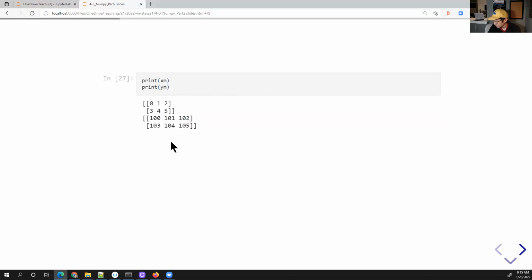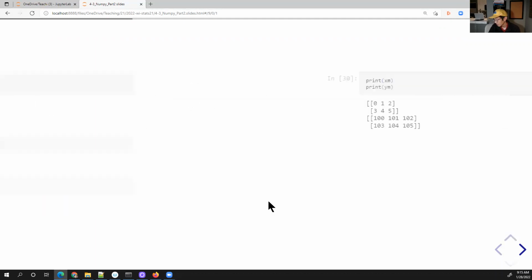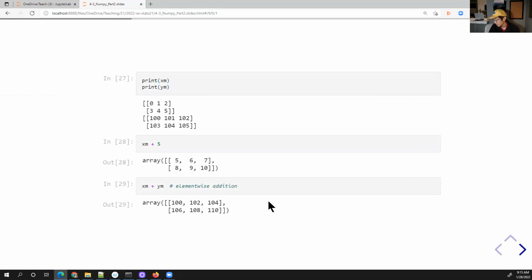Okay, so let's revisit these two-dimensional matrices. Again, we've got these 2 by 3 matrices, xm and ym. And so again, we can do +5, and it broadcasts the 5 into an equivalent 2 by 3 matrix and adds them all up. You do xm plus ym, and it does element-wise addition. And I don't think that's a surprise at all.